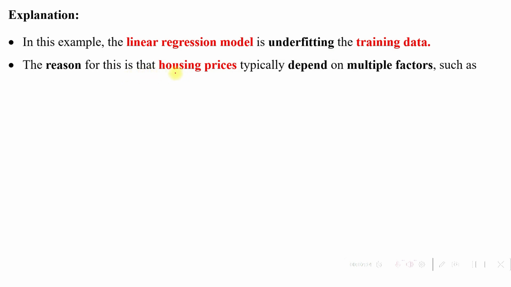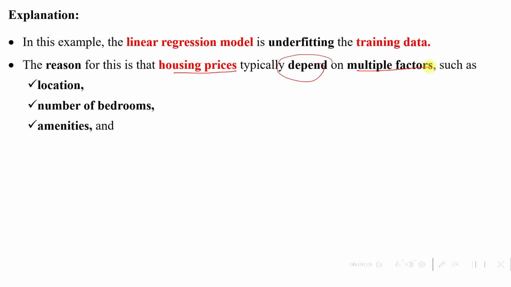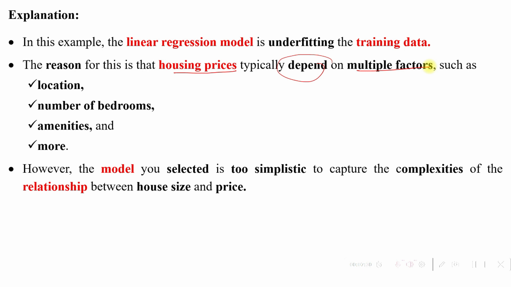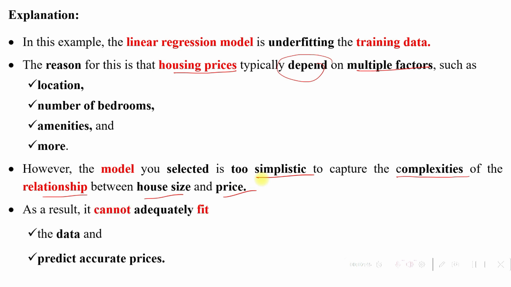The reason is that housing price typically depends on multiple factors like location, number of bedrooms, amenities provided in the corresponding location, and many other factors. However, the model you selected is too simple to capture the complexity of the relationship between the house size and the price. As a result, it cannot adequately fit the data and predict accurate prices.